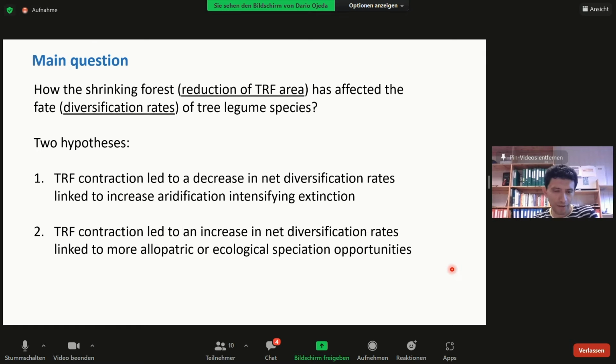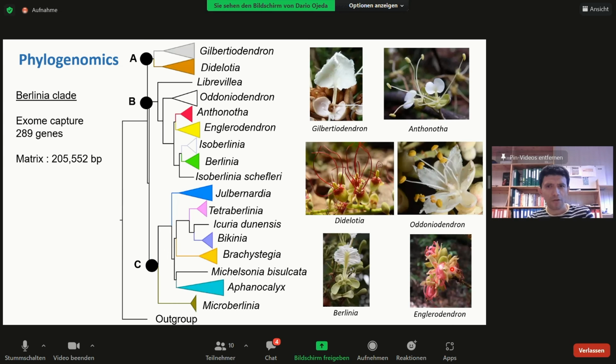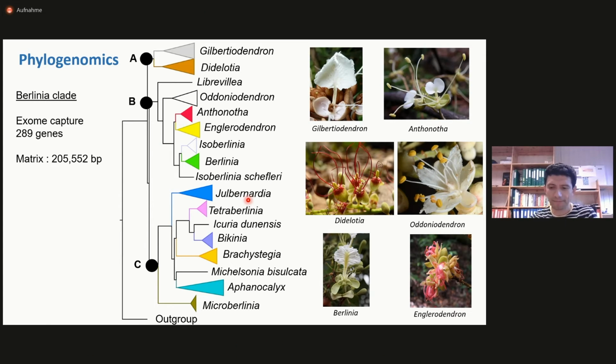So the first thing that you need in this case is a solid framework to do it, and this is a phylogenetic tree. So the first step that we did was to generate this tree for the group, and we used an exome capture of 289 genes. And now we have a good estimation of the relationships of the group, and we have identified these three main clades in the Berlinia clade.